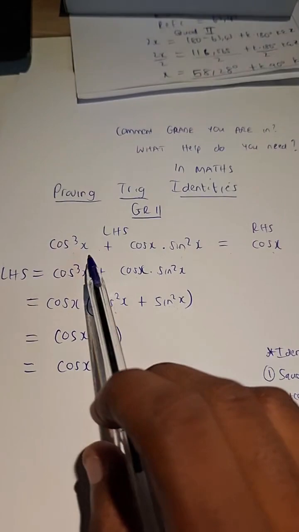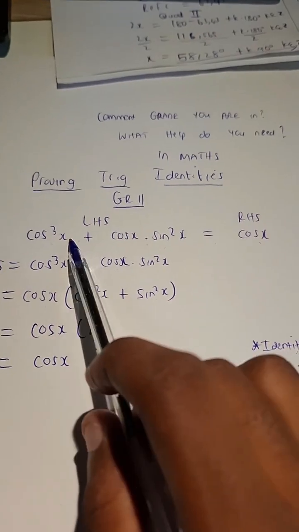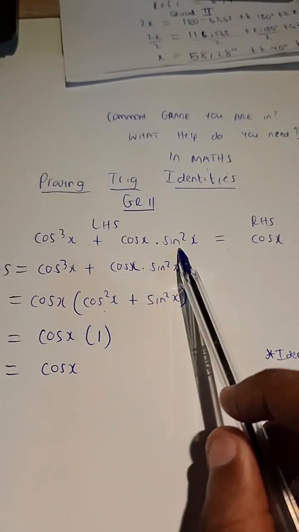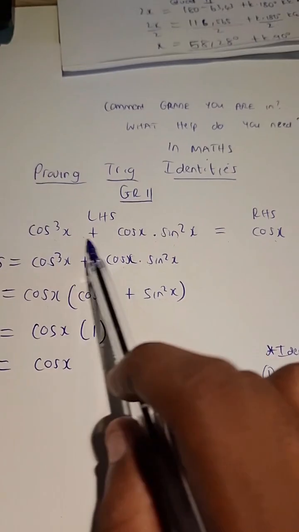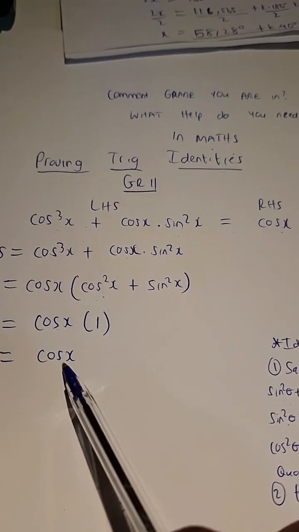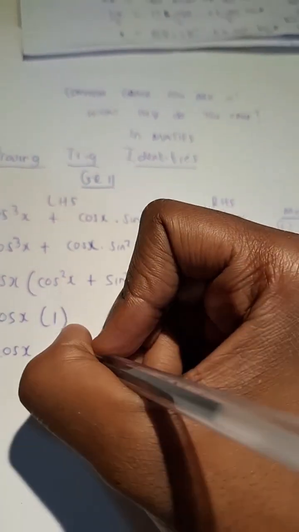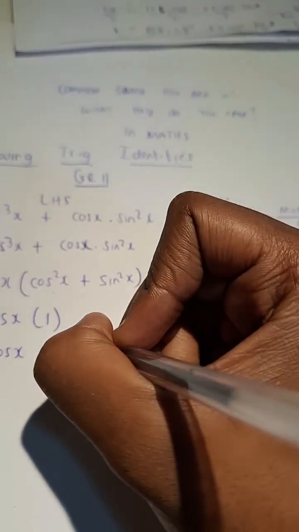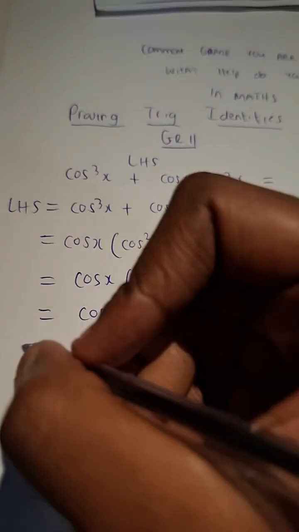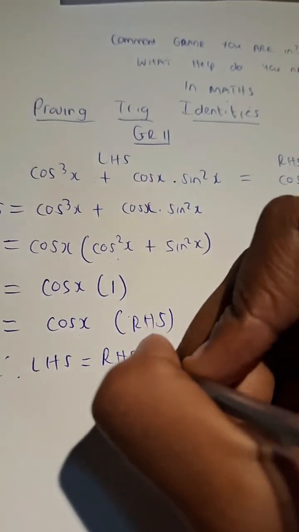It's equal to cos x. If you go back, guys, to the identity, this was the left-hand side, that was the right. I've proven that the left-hand side is indeed equal to cos of x. So that means this is the right-hand side. Okay? Therefore, I can say left-hand side is truly equal to right-hand side.